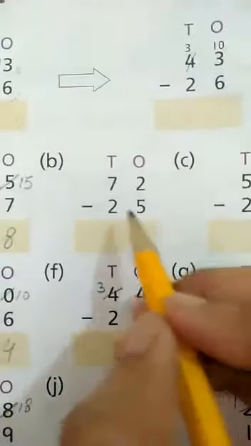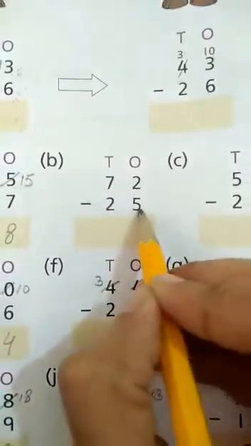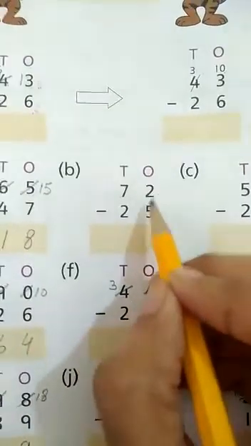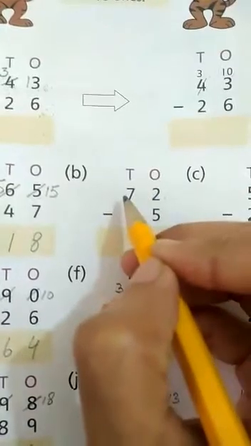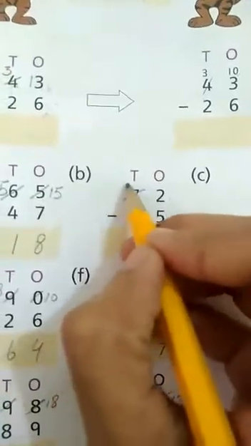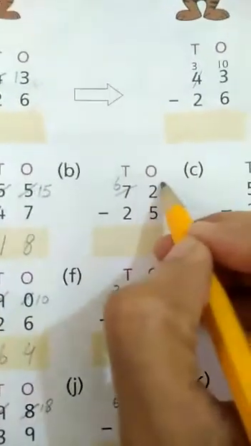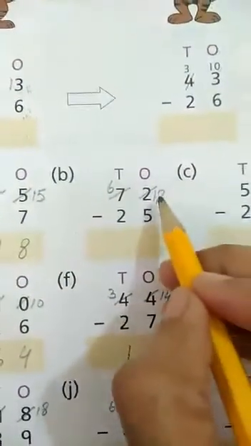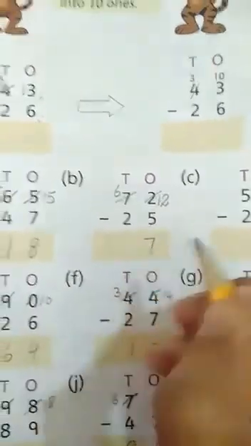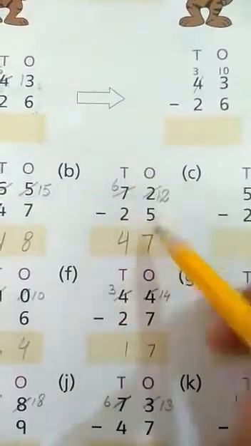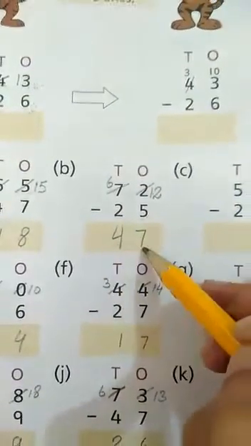Okay, on question number B, 72 minus 25. So students, we cannot subtract 5 ones from 2 ones. So we can take 1 from tens column. So when we take 1, 7 becomes 6 and 2 becomes 12. So 12 minus 5 is equal to 7 and 6 minus 2 is equal to 4. So now 4 tens and 7 ones is equal to 47.